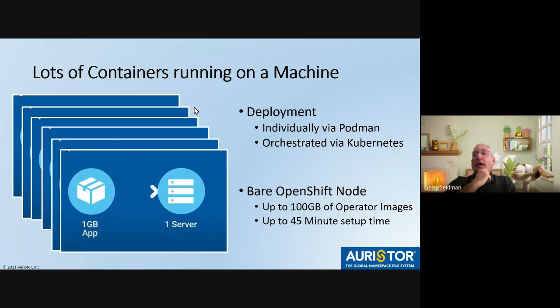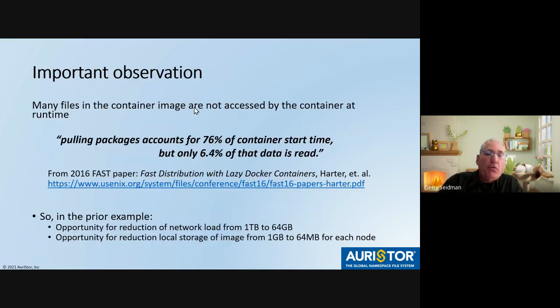Just by the way, this is the Podman group. An OpenShift node, if you've configured it with a bunch of stuff turned on, can be up to 100 gigabytes of operator images. So when you're creating a new OpenShift node, you could be pulling as much as 100 gigabytes of container images. There are many factors in the time, but it takes about 45 minutes to set up an OpenShift node. Okay, so now we know, big is bad.